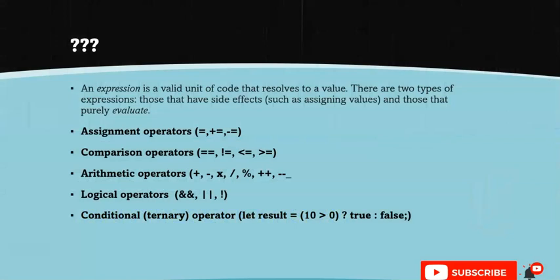What is an expression? An expression is a valid unit of code that resolves to a value. There are two types of expression: those that have side effects, such as assigning a value, and those that purely evaluate. Operators act on operands, like 2 plus 2 equals 4. So this 2 is an operand and this plus is an operator. The equal to is an assignment operator and the plus is an arithmetic operator.